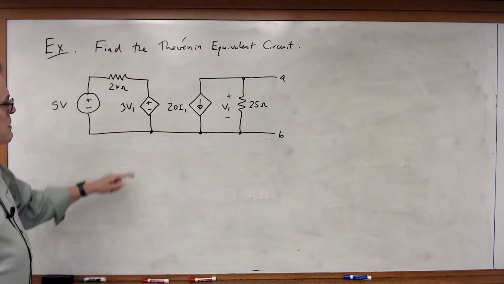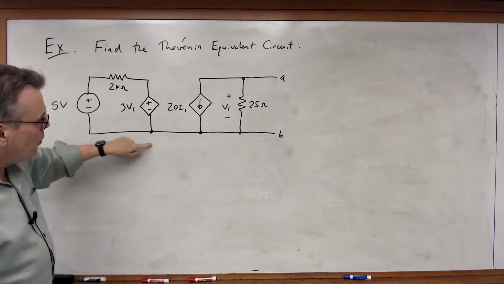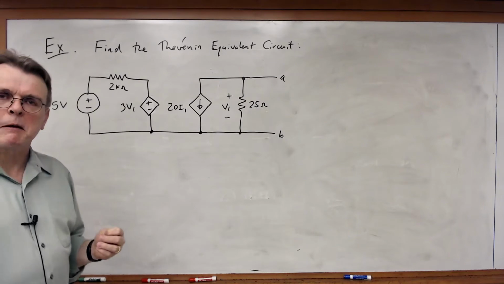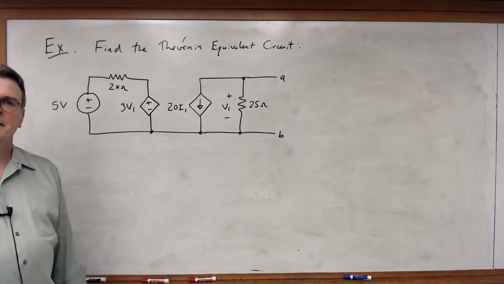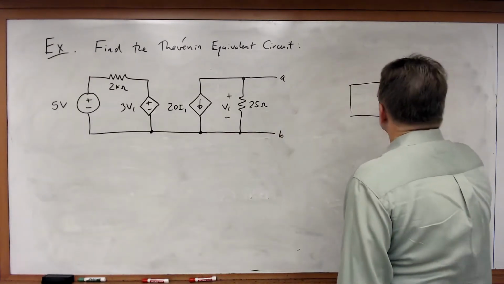And in this case, notice I've got two halves of the circuit with a single wire connecting them. And one of the questions I always like to ask people when they see something like this is, what is the current in that wire? That's a good question. And let's think about this from a KCL point of view.